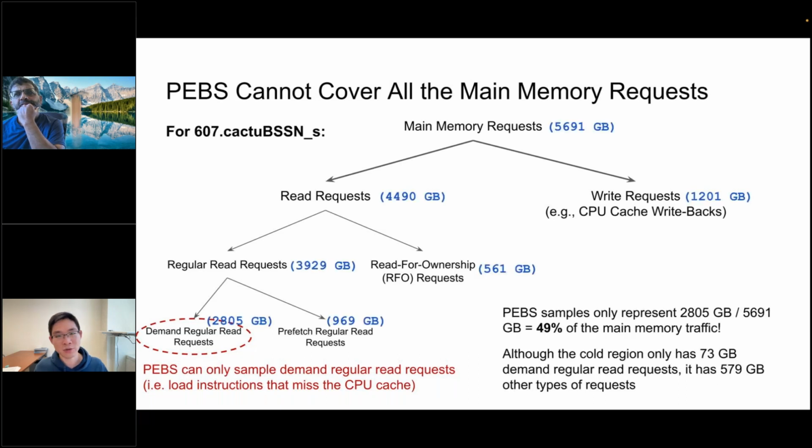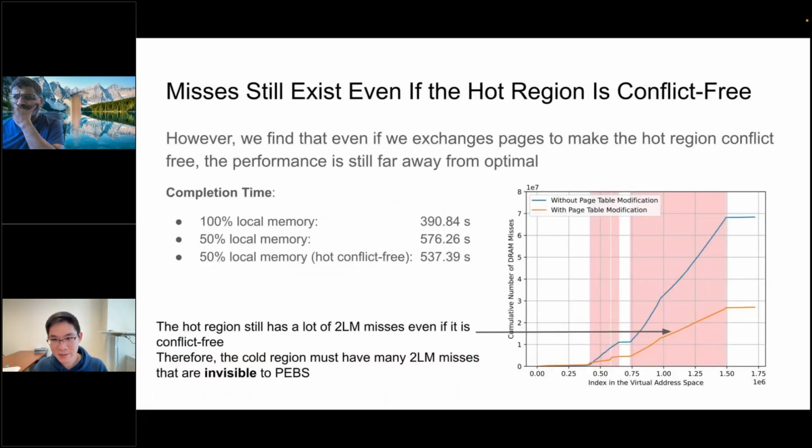For this workload, we measured the breakdown of all these main memory requests. What we see is that it's true that there are a lot of demand regular read requests, but it's only 49% of the main memory traffic. So if we use PEBS, we basically ignore a significant portion of the other types of main memory requests. We also see that the cold region only has a very tiny 73 gigabytes of demand regular read requests. So that's why we don't see any 2LM misses in this figure outside the hot region.